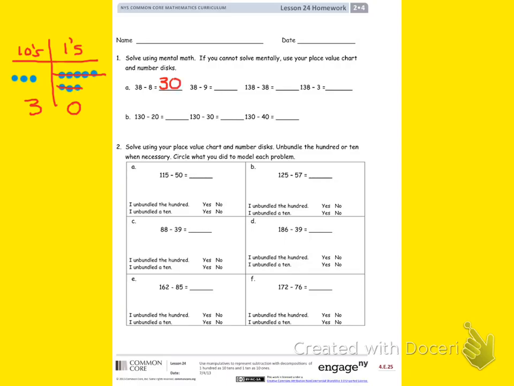Now, as I look at the next problem, it looks very similar. Instead of being 38 minus 8, it's 38 minus 9. 9 is just taking away one more than I did in the previous one. So if my answer to the previous problem was 30, and I take one more away from that, then my answer should be 29.